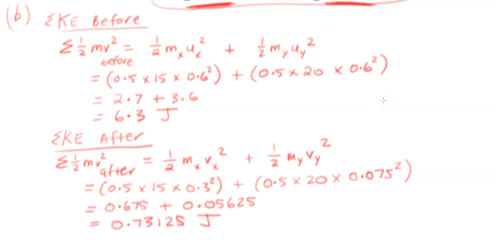So in this example, we can see that the sum of the kinetic energy beforehand does not equal the sum of the kinetic energy afterwards, and it's a significant drop. Therefore, kinetic energy is not conserved, and that means our collision is inelastic.